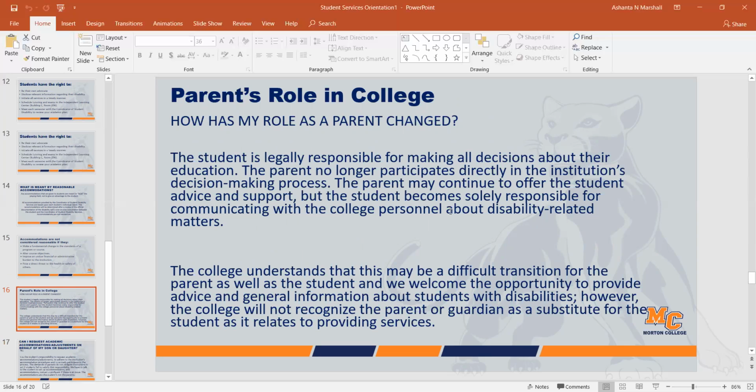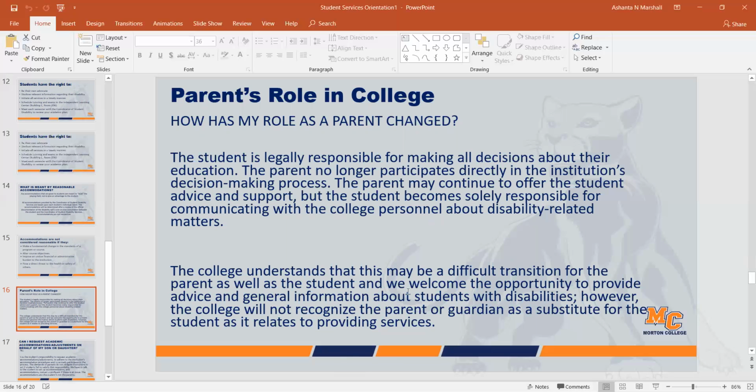So we're just going to get into this first question that I get a lot. How has my role changed as a parent? So the student is legally responsible for making all decisions about their education. The parent no longer participates directly in the institution's decision-making process. So the parent may continue to offer the student advice and support, but the student becomes solely responsible for communicating with the college personnel about their disability-related matters.